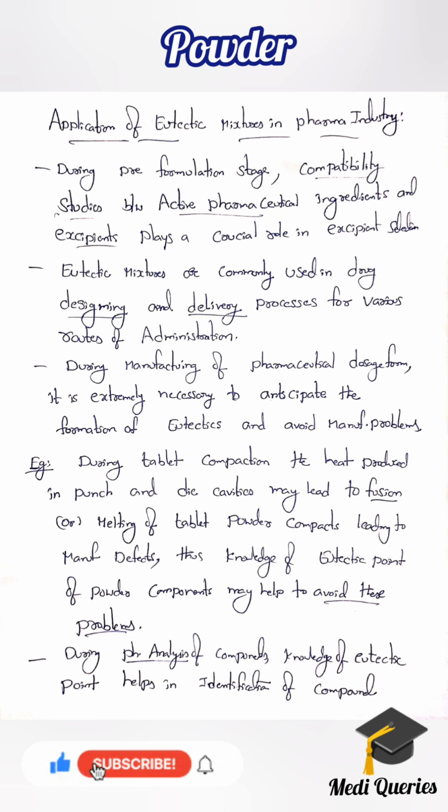During manufacturing of the pharmaceutical dosage forms, it is extremely necessary to anticipate the formation of eutectics and avoid the manufacturing problems. For example, during tablet compaction, the heat produced in the punches and the die cavities may lead to fusion or melting of the tablet powder compacts, leading to the manufacturing defects. So thus the knowledge of the eutectic point of the powder compacts may help to avoid these problems. So during pharmaceutical analysis of the components, the knowledge of the eutectic points helps in the identification of the compound.